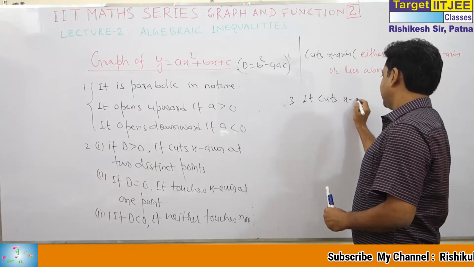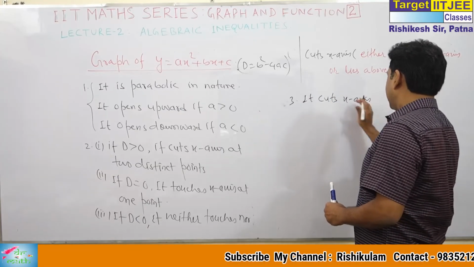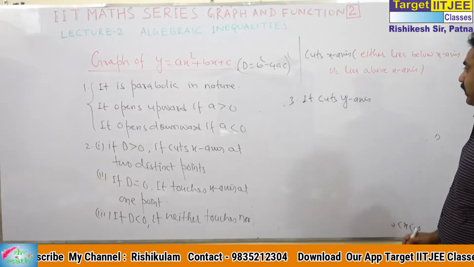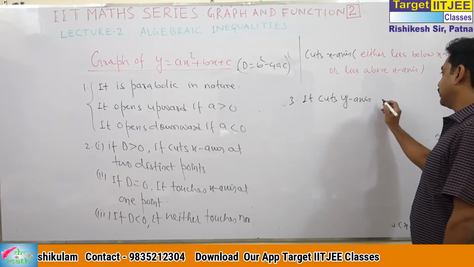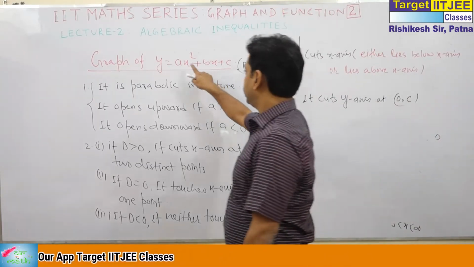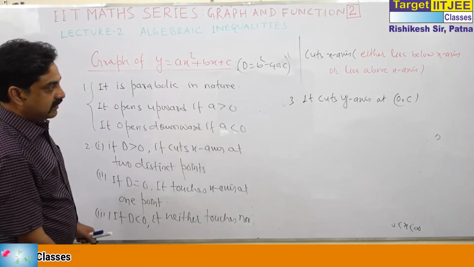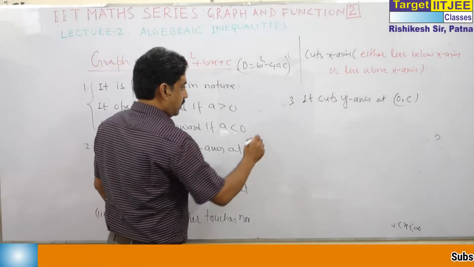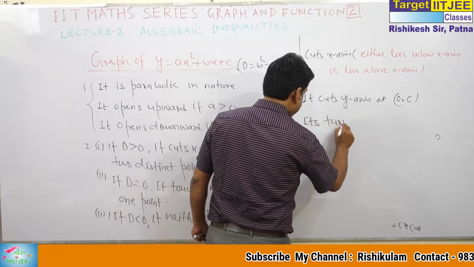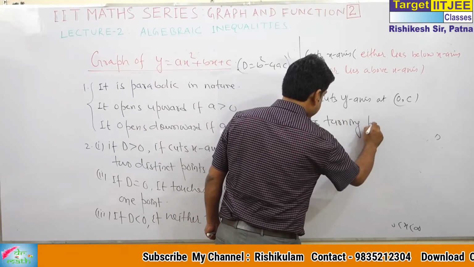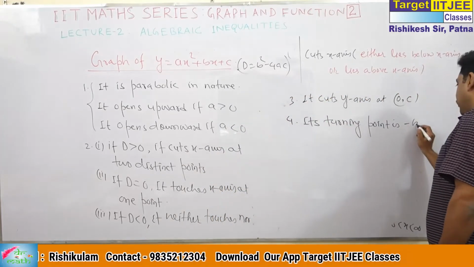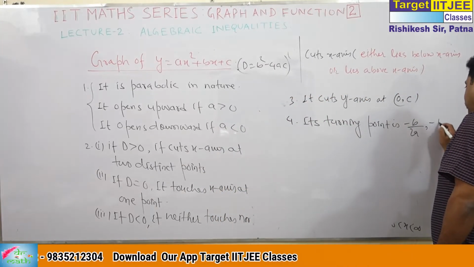It cuts x-axis at x-axis only. It cuts y-axis at 0, c. When you put x is equal to 0, you get y is c. And number 4, it's a turning point. It's very important. Its turning point is what? Its turning point is minus b by 2a, minus d by 4a.